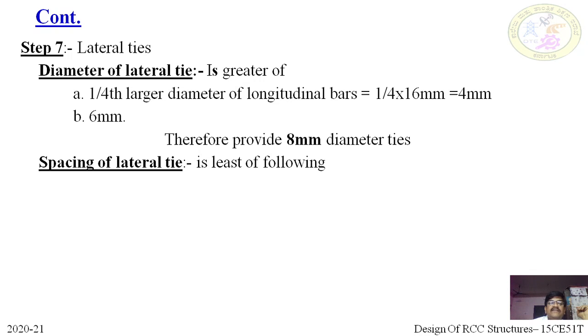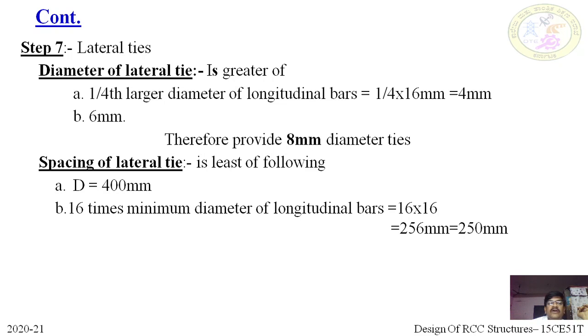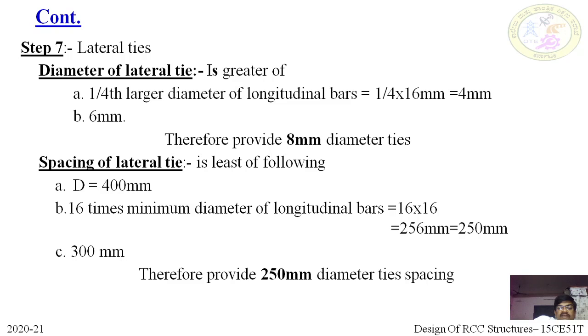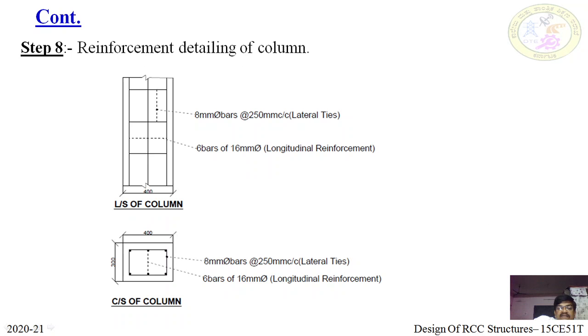Next, the spacing of ties is the least of the following. D is equal to 400, or 16 times the minimum diameter of longitudinal bar, 16 times 16, that is equal to 256, which you can round down to 250, or 300. Out of 400, 250 and 300, 250 is the least. Therefore, provide 250 spacing of lateral ties. This is the reinforcement detailing.